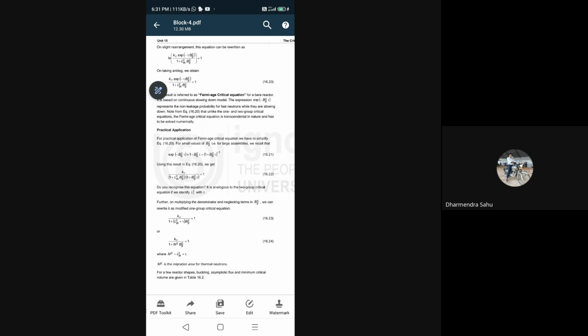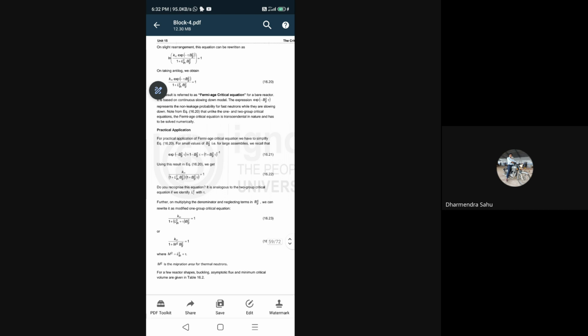Using this result in the expression k infinite exponential minus tau Bg square by 1 plus L thermal square Bg square is equal to 1, you can have k infinite by 1 plus L thermal square Bg square multiplied by 1 plus Bg square tau is equal to 1. And it is analogous to the two group critical equation if we identify Li square as tau.